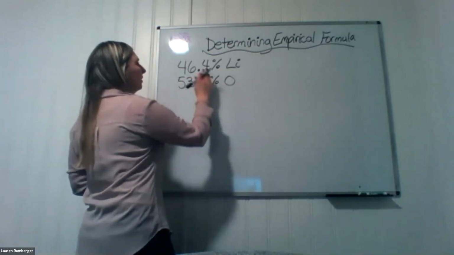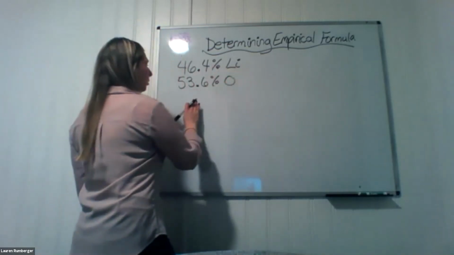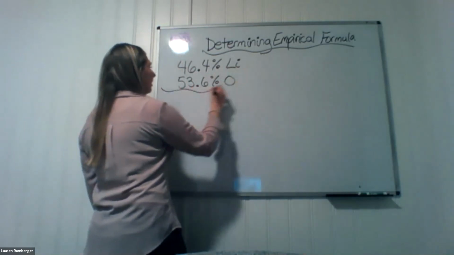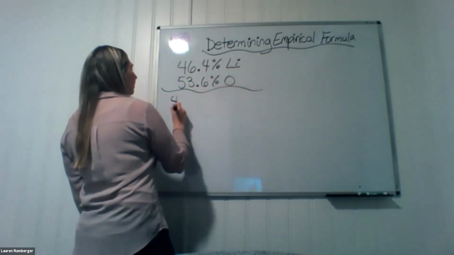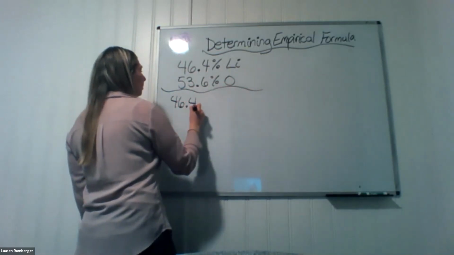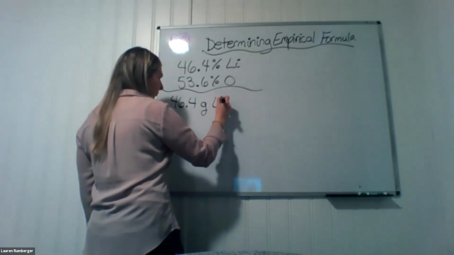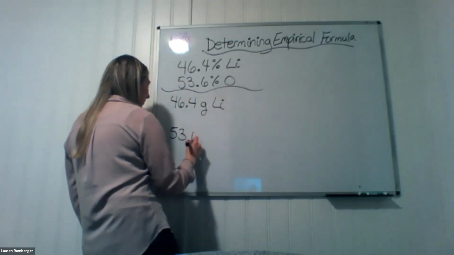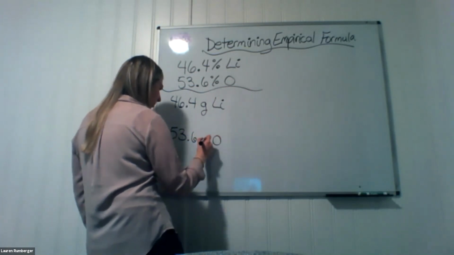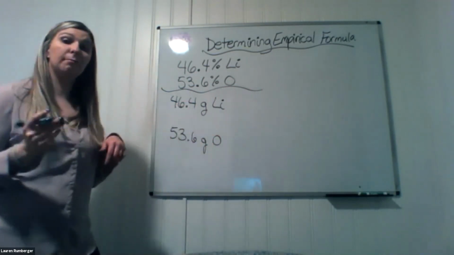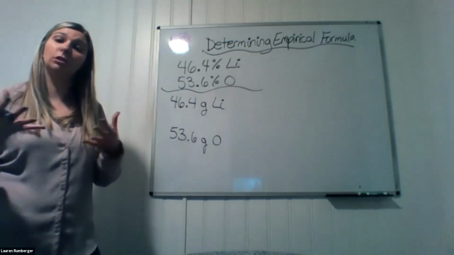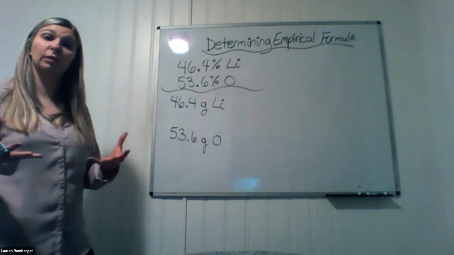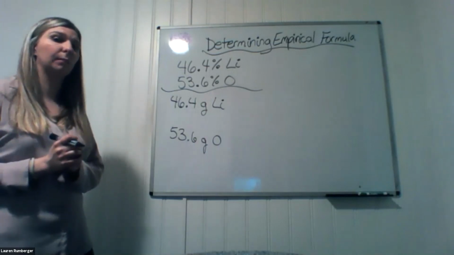So I'm going to actually give myself space down here to do everything. We're going to write this as 46.4 grams of lithium and 53.6 grams of oxygen. And this is what makes up a total sample of 100 grams of the substance that we're looking to determine its empirical formula for.